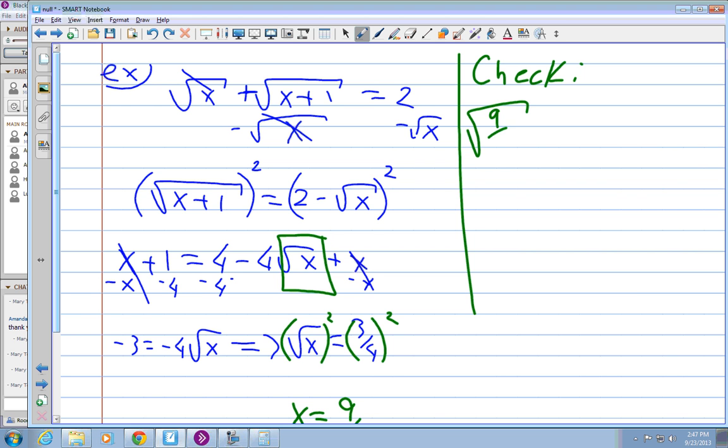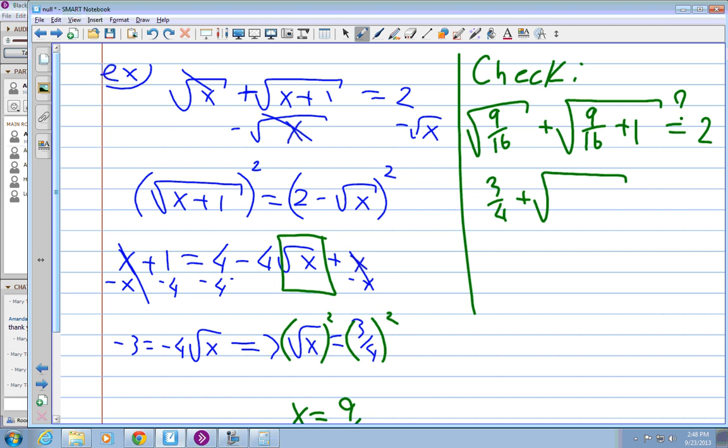So I have the square root of 9/16 plus the square root of 9/16 plus 1. Will that equal 2? So let's see. The square root of 9/16 is 3/4 plus the square root of 9/16 plus 1. We're going to turn 1 into 16/16. So this is 25/16. Will that equal 2? Are you okay with how we got 25/16? I just added 1. Yeah, so this is 3/4 plus 5/4, which is 8/4, right? Which does equal 2, so that checks out.